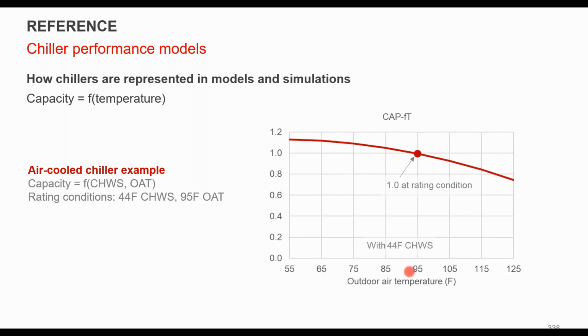But you also need to look at what happens at outdoor air temperature, right? So the rated condition is here. As air temperature goes up, capacity goes down. As air temperature goes down, the capacity of your chiller goes up. So these need to be accounted for.